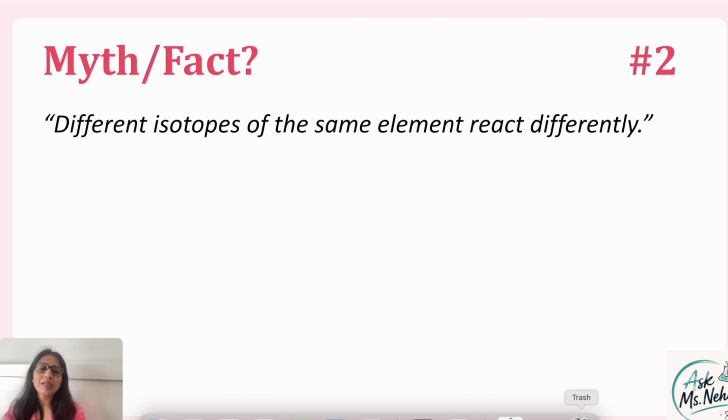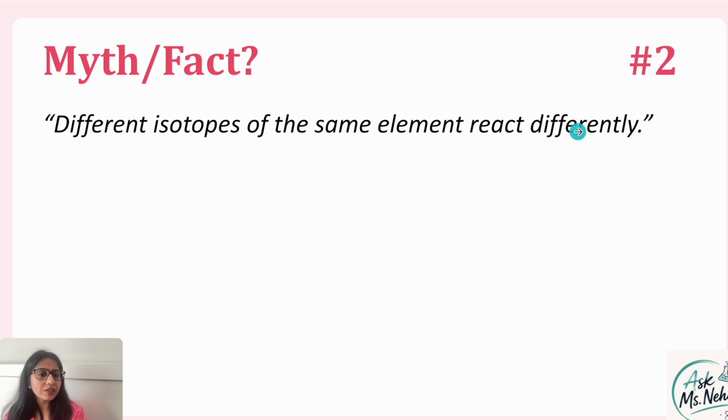Next, we'll analyze another statement to find out if it's a myth or a fact. Different isotopes of the same element react differently. Let's look at the statement. Different isotopes. So for carbon, it can be carbon 12, carbon 13, carbon 14. That means they have same proton number but different neutron number. If proton number are same, number of electrons should be same.